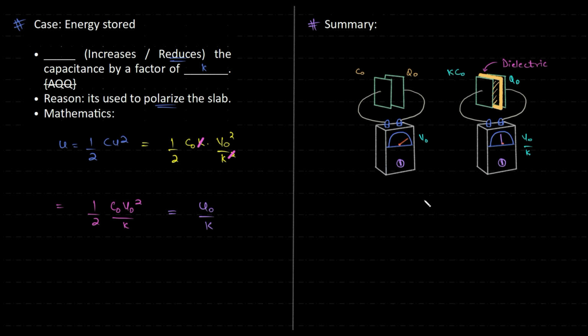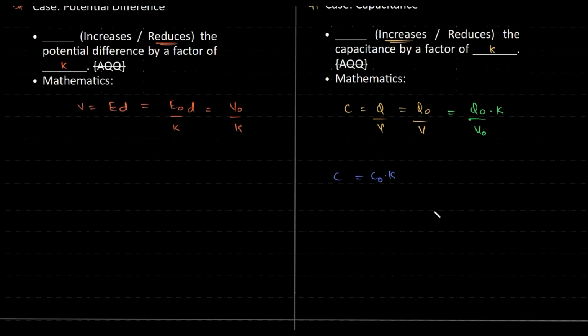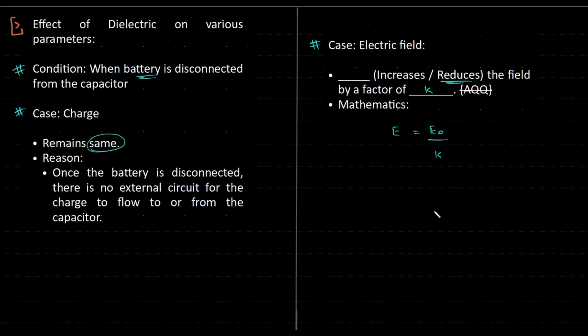Okay, so what else can we write? Then, the electric field strength and all that you guys know. So U naught to U naught by K. What else can I write? I think that's good enough. Okay, guys. So we are looking at what happens to quite a few factors when we have a dielectric placed between two parallel plates that form a capacitor.